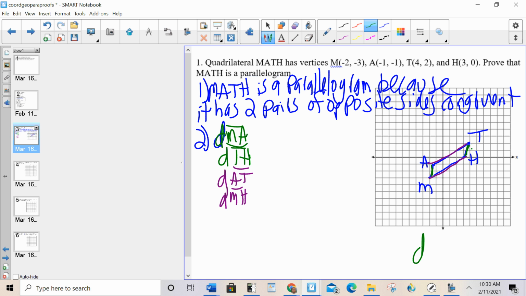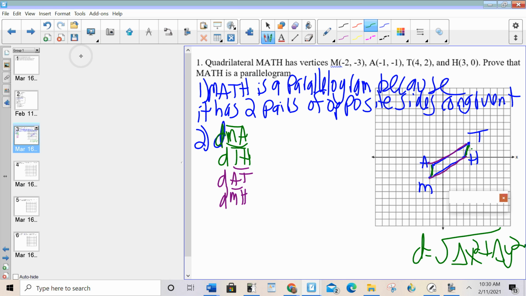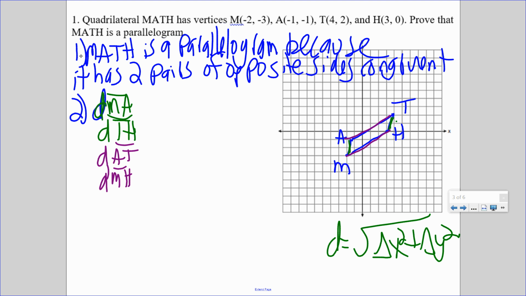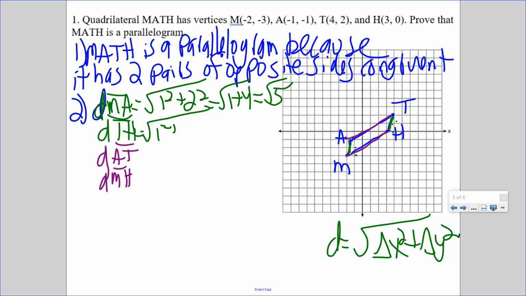So distance, we've been doing for quite a while now, radical delta x squared plus delta y squared. MA is 1, 1, 2. That's 1 plus 4, and 1 plus 4 is rad 5. TH is 1, 1, 2. That's again 1 plus 4, which is rad 5.